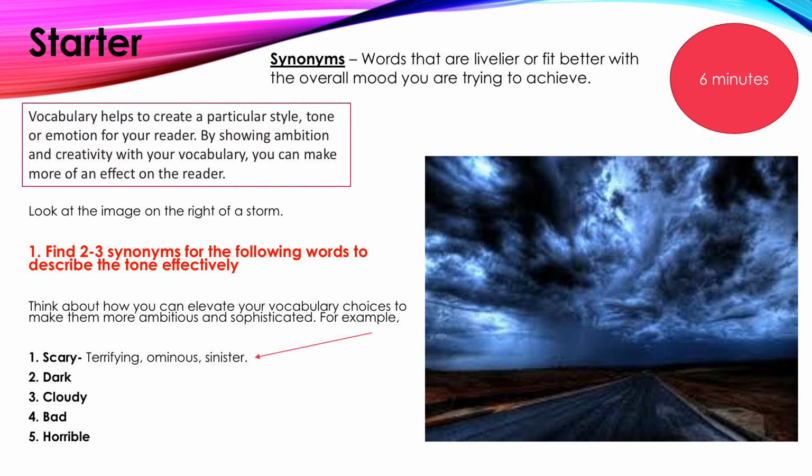Okay, so we understand that vocabulary helps to create a particular style, tone, or emotion for your reader, but by showing ambitious vocabulary and creative vocab, you can make more of an effect on the reader. So we can see here I've taken a very simple word, scary, and I've elevated it to terrifying, ominous, and sinister. And now using those words to describe the image would be much more powerful and much more effective. So I'd now like you to move on to question 2, question 3, question 4, and question 5.